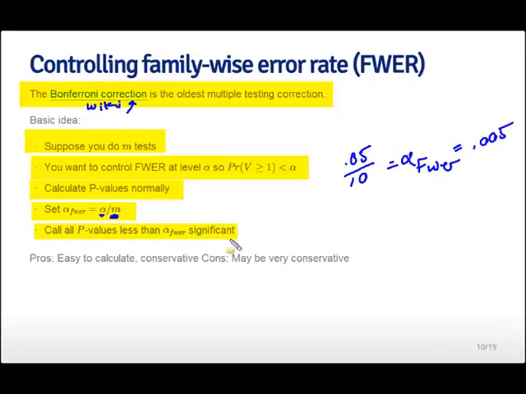The pros of this method are that it's easy to calculate, and you don't make a lot of errors. It's guaranteed to make very few errors, in the sense that this error rate, which is the probability of even one false positive, is actually controlled to be quite low. A con, though, is that it may be very, very conservative. In other words, if you're doing a large number of hypothesis tests, controlling the probability of even one false positive might be pretty extreme. You might want to allow for a few false positives if that will allow you to discover a lot more real signals.